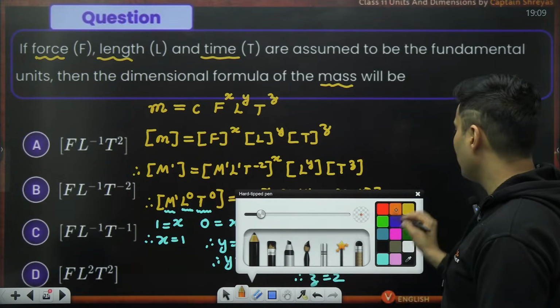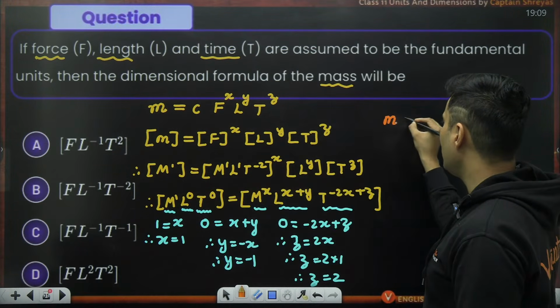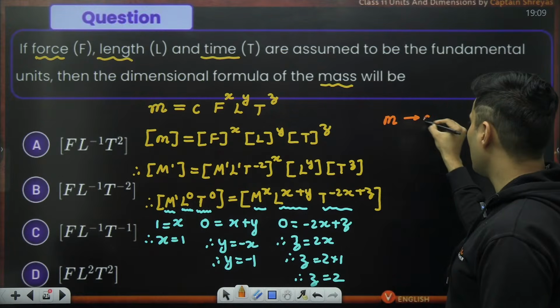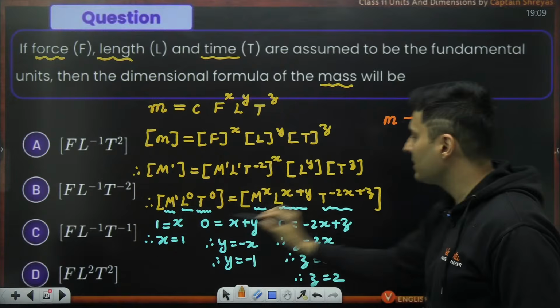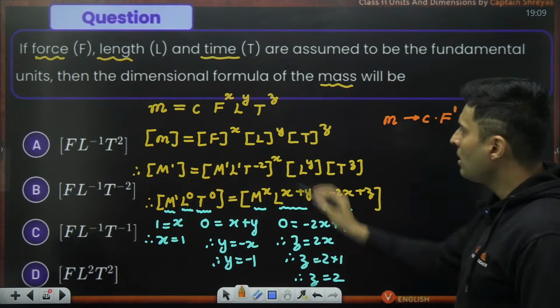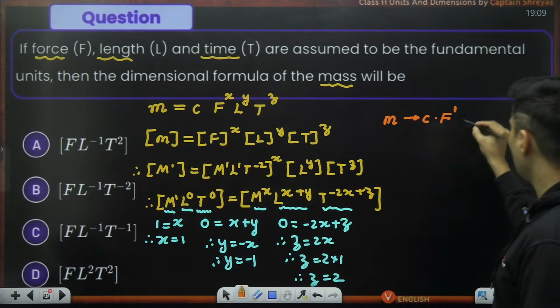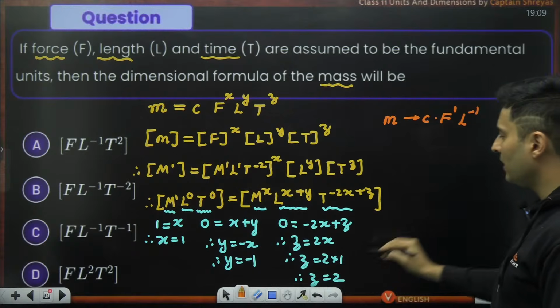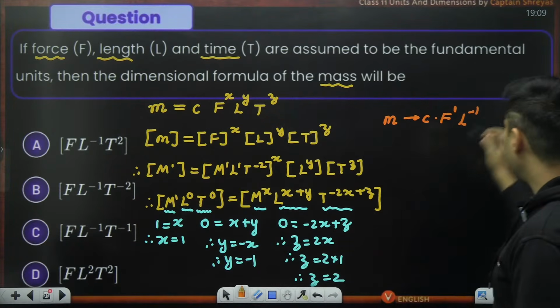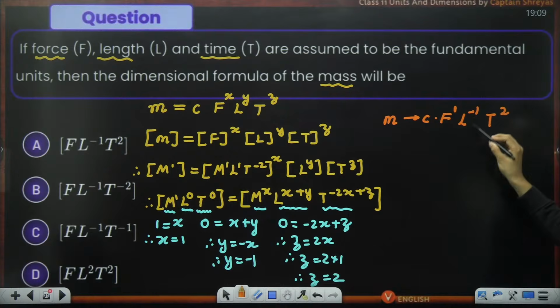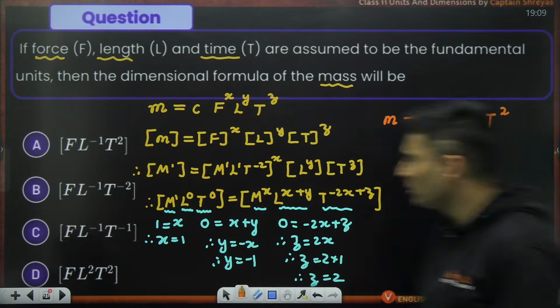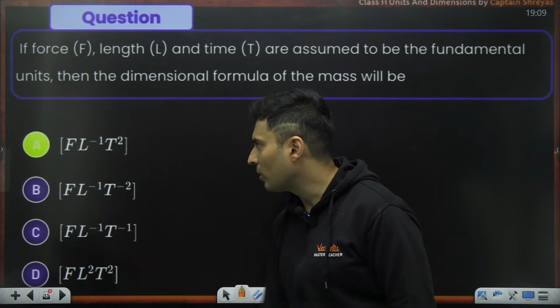Resubstituting it back, what will M be equal to? M will be some constant into force raised to x, and x is nothing but 1. Length raised to y, length raised to minus 1, and time raised to z, that means T raised to 2. So M will be F raised to 1, L raised to minus 1, and T raised to 2, which is exactly your option number A.